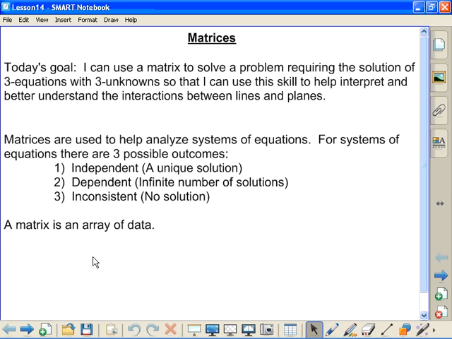Okay, today's lesson is matrices. Now I'm going to do a bit of a warning up front. Matrices are technically not part of this course. However, they are a very, very useful tool in solving stuff in this course.